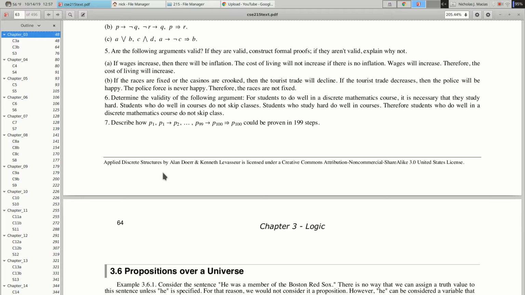And it looks like the only way you can actually get that is by looking at that second statement. Students who do well in courses do not skip class. And understanding that discrete math course is a course. And so we know that if they do well in courses, they do not skip classes. And so the conclusion we're trying to prove is that if they do well in discrete math course, well, that's a course, and we've been told if they do well in a course, they don't skip classes.